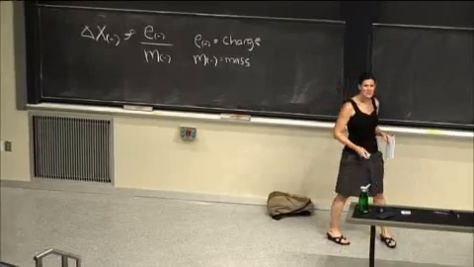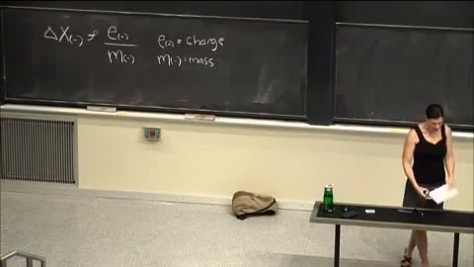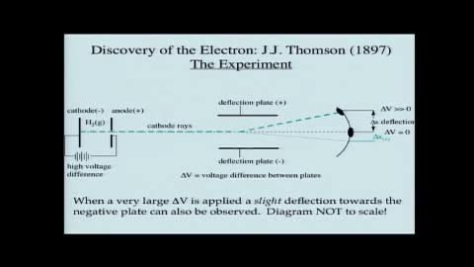So Thomson didn't stop here. He actually continued experimenting with different voltages. And what he found was if he really, really ramped the voltage up between those two plates, he could actually detect something else. And what he could detect here is that there's this little spot of luminescence that he could see on the screen that was barely deflected at all.